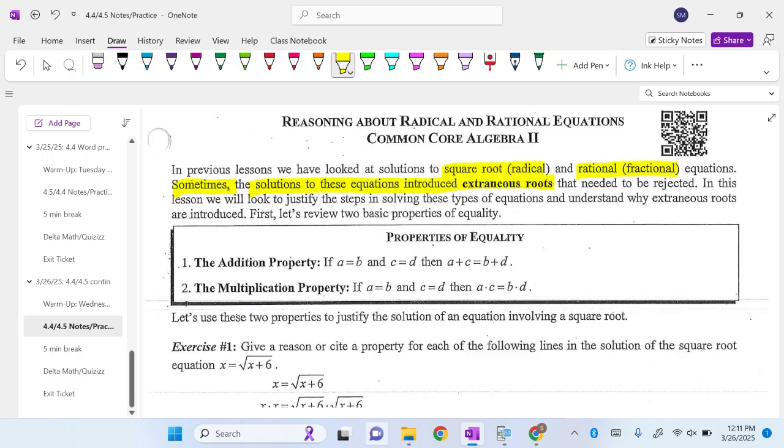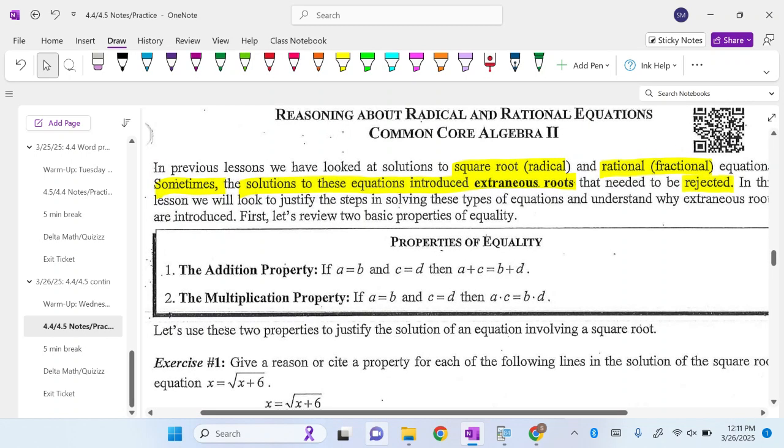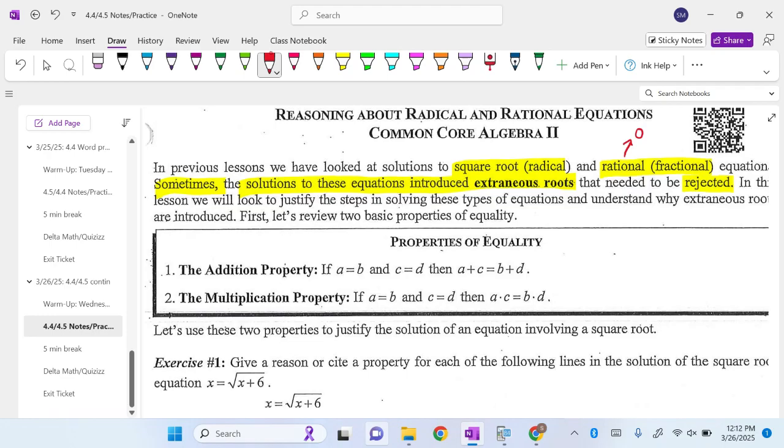Well, it's a zero in the denominator for a rational function, but in other words, it's a solution that we can reject. It would make a zero in the denominator for a rational. So for rational, it's a zero in the denominator. That gives us extraneous. What do you think it is for a square root?